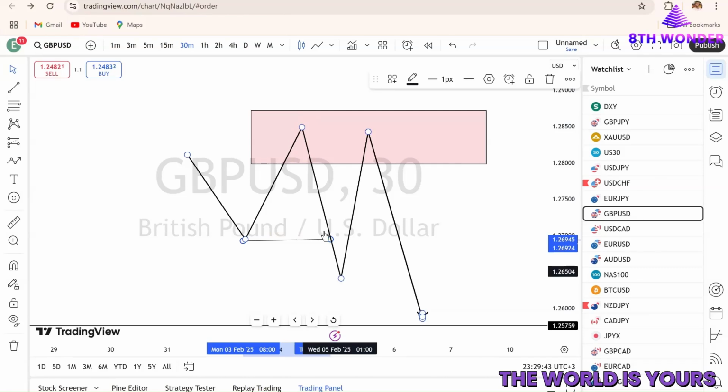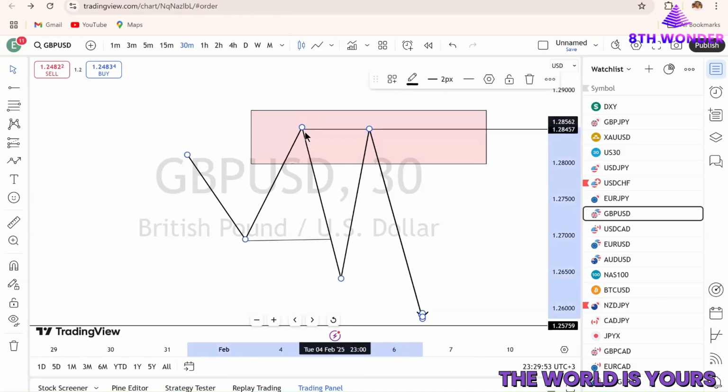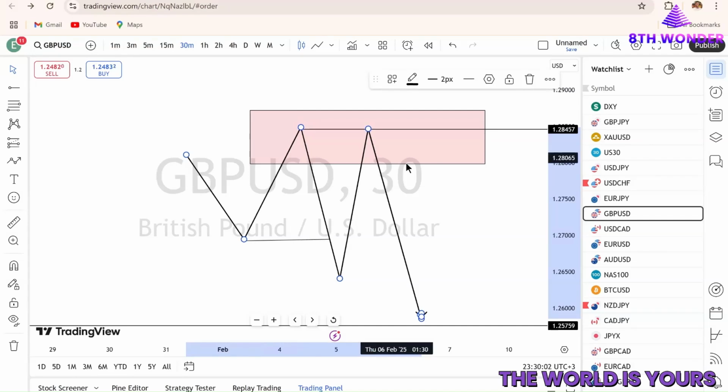So after this break of structure, wait for the market to come back again to the zone. And this is where you're going to take your sell trade, at this point here, where the market began the move that made this break of structure. And this is after the market has entered your zone in a higher time frame. Now you're going to shift to a smaller time frame, like 30 minutes and 15 minutes, so that you can see this change of character.